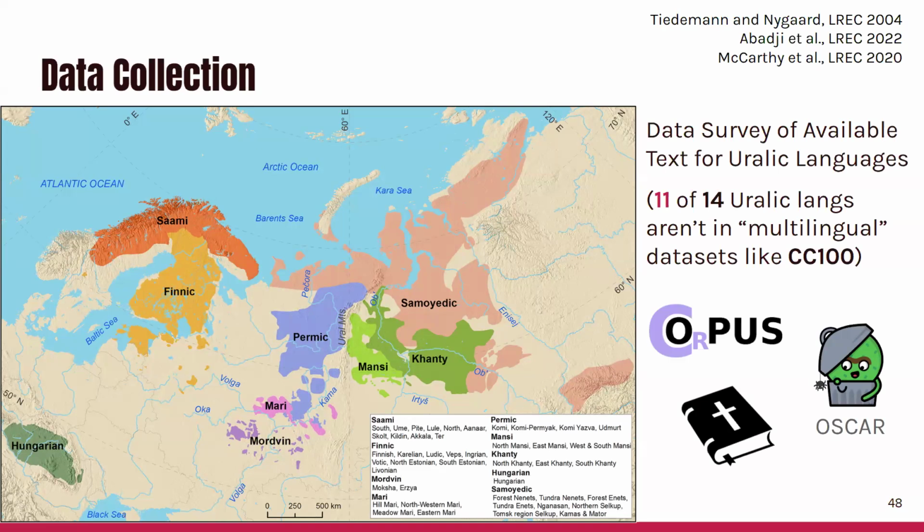So most of the languages that we end up training on are actually not in popular multilingual corpora like CC100 or mC4. And so after doing our data survey, we end up using data from the OPUS parallel text corpus, the OSCAR massively multilingual web crawl, and in cases where we have this data for the language, the Bible text corpus.